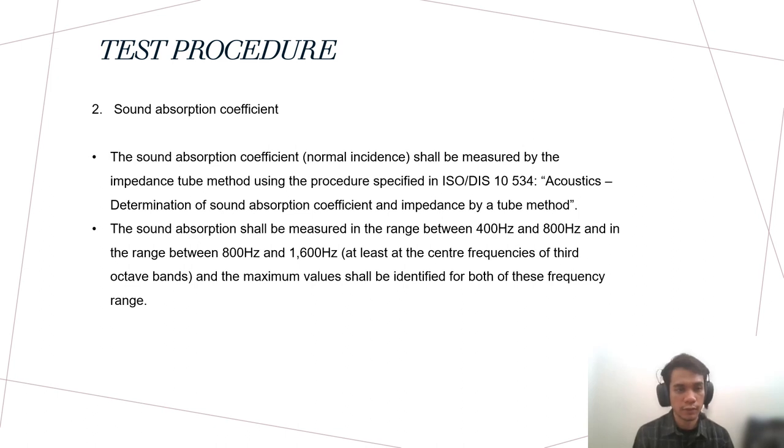Okay, for the second test procedure, which is the sound absorption coefficient. The sound absorption coefficient, which is the normal incidence, shall be measured by the impedance tube method using the procedure specified in ISO DIS 10534, which is the acoustics determination of sound absorption coefficient and impedance by a tube method. The sound absorption shall be measured in the range between 400 Hz and 800 Hz and in the range between 800 Hz and 1600 Hz, at least at the central frequencies of third octave bands, and the maximum values shall be identified for both of these frequency ranges.